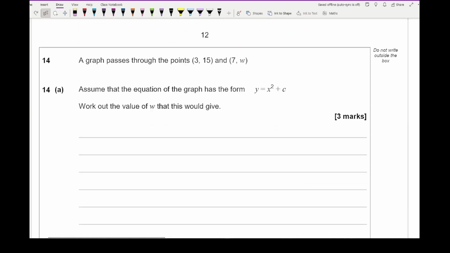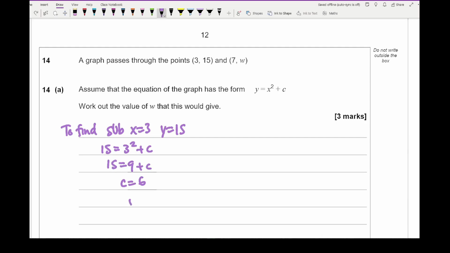Now moving on to question 14, it says the graph passes through the points (3, 15) and (7, w). Assume that the equation of the graph has the form y equals x squared plus c. Work out the value of w that this would give. So first of all, we need to find out what the equation of the curve is, and we need to find out what c is. To find c, we sub in x equals 3 and y equals 15. So we get 15 equals 3 squared plus c. So 15 equals 9 plus c. So c equals 6. So the equation is going to look like y equals x squared plus 6.